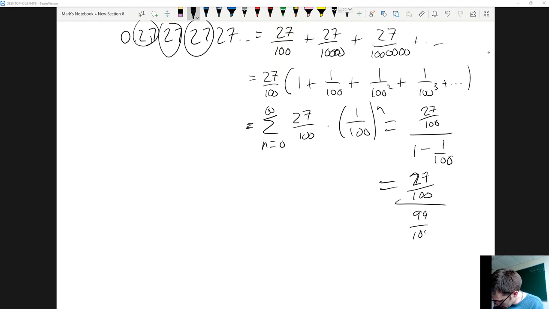99 100ths. We can cancel out the hundredths, and both 27 and 99 are divisible by 3, and so we could write that as 9 over 33, or 3 over 11. And so there we go. 3/11 is 0.27272727. Okay, so our very number system is based around infinite series, believe it or not.